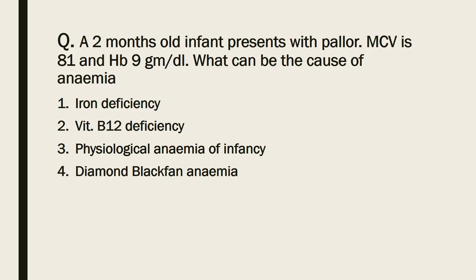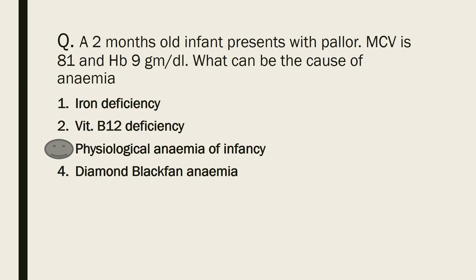So you know iron deficiency anemia is microcytic and it's very rare in less than 6 months. And B12 deficiency is macrocytic, so obviously this is also not the option, and again it is not common in the less than 6-month age group if the child is on breastfeeding. Now the third option is physiological anemia. It can be the possibility. And in fourth, Diamond Blackfan, it is macrocytic, not normocytic.